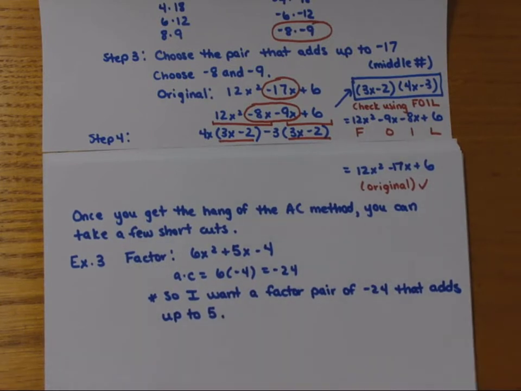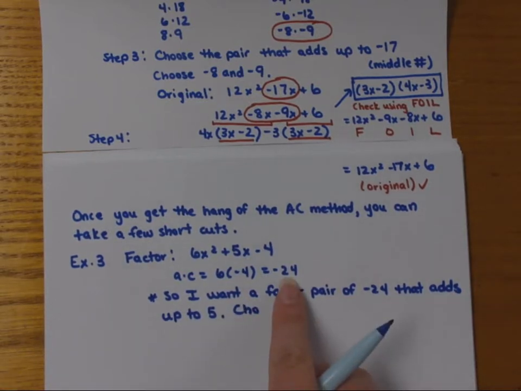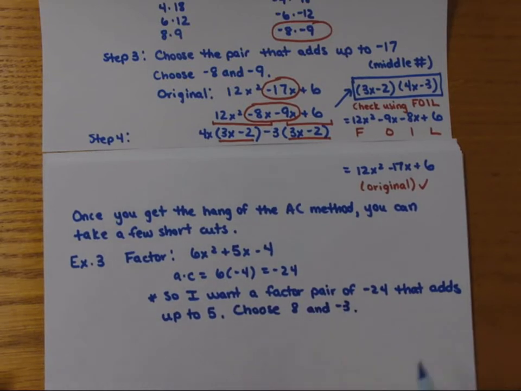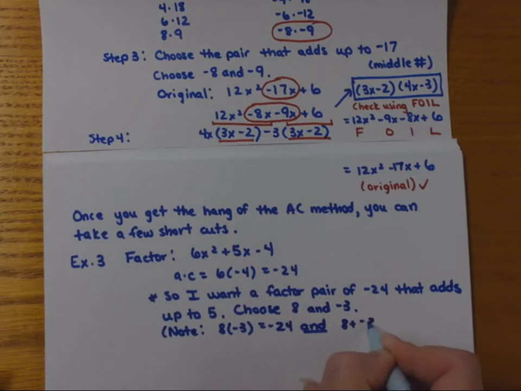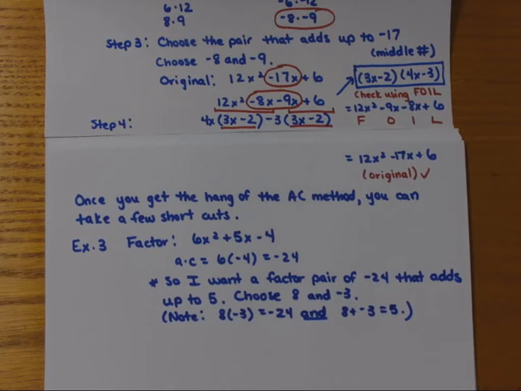Okay, so you can spend the time listing all of those. Notice we have 1 and 24, 2 and 12, 4 and 6, and 3 and 8. I almost forgot the one that works. By the way, this is a negative 24, so that matters, right? That means one of the pair is going to be negative and one of them is going to be positive. So I'm going to choose 8 and negative 3. Why did I choose that? Because 8 times negative 3 is negative 24, but also 8 plus negative 3 is 5. That's why I chose that pair. I couldn't have said negative 8 and positive 3, or it would have added up to negative 5, and that's not what I want.